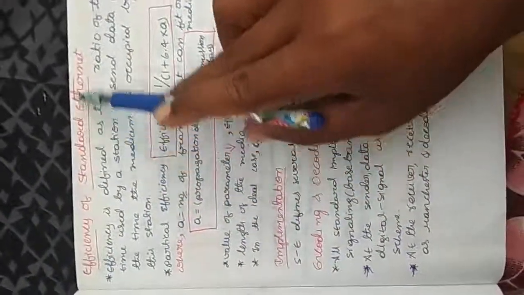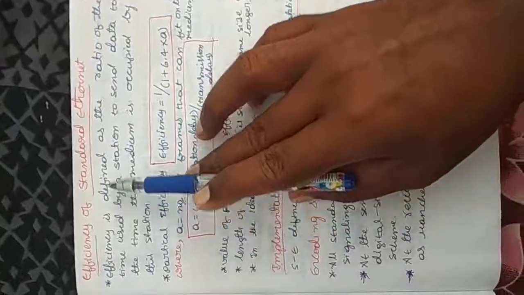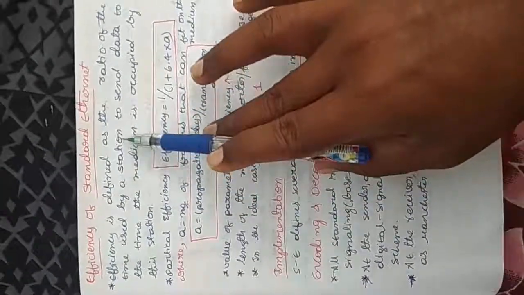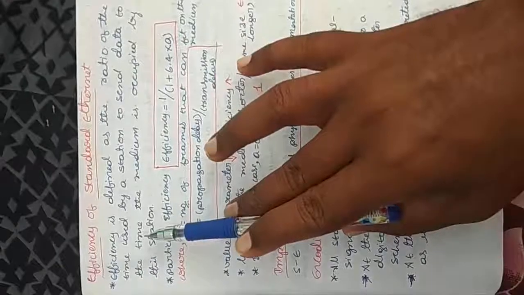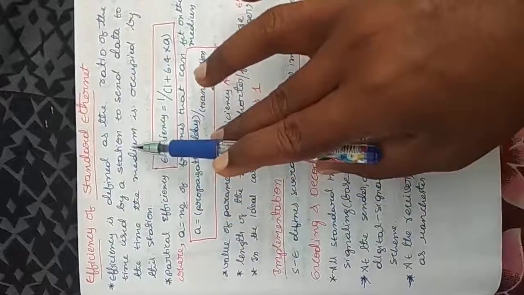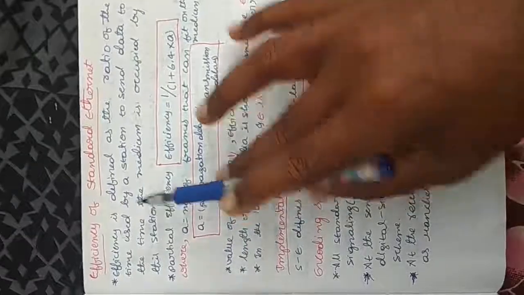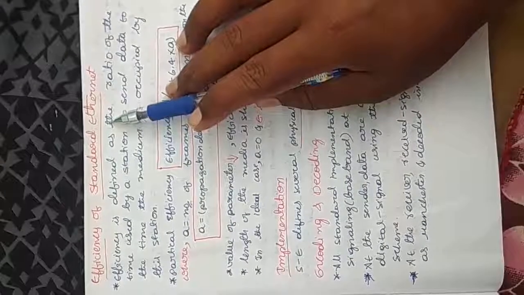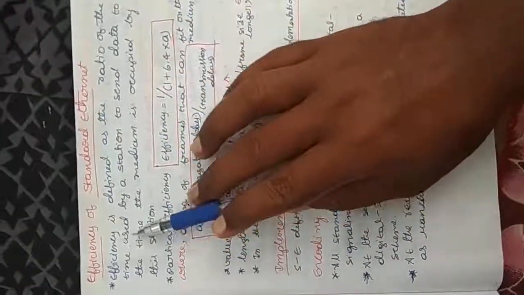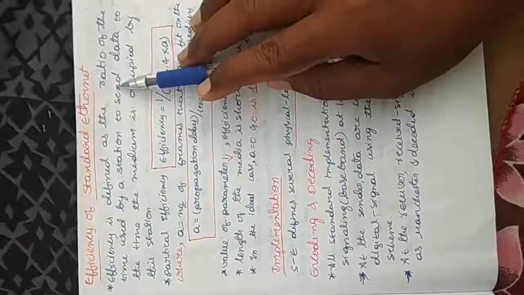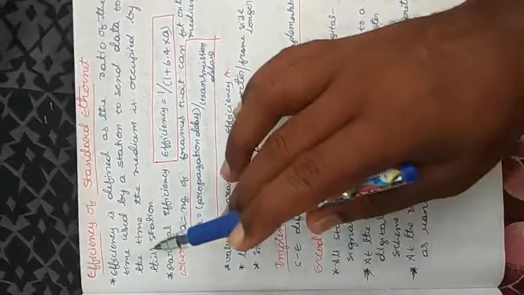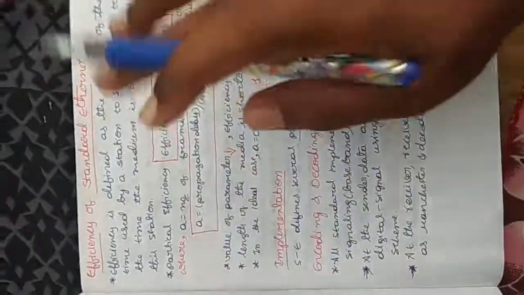Next, we will move on to the efficiency of standard Ethernet. Efficiency is defined as the ratio of the time used by the station to send the data to the time the medium is occupied by this station. That is efficiency.